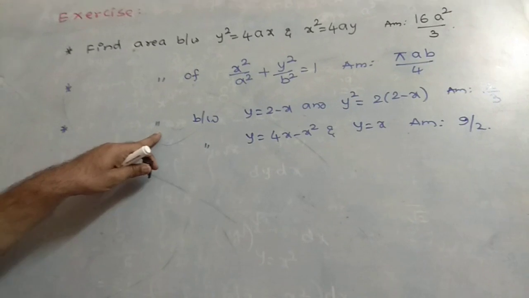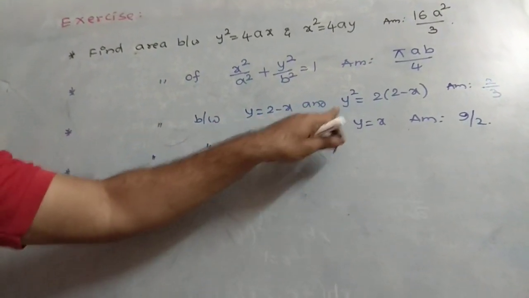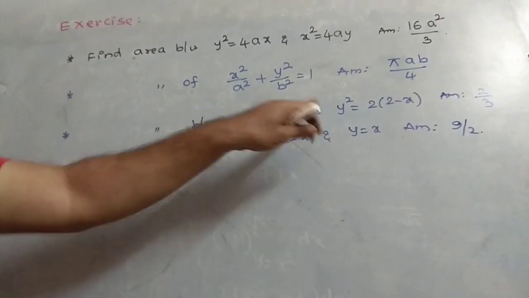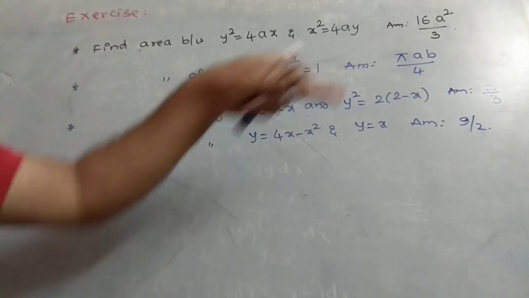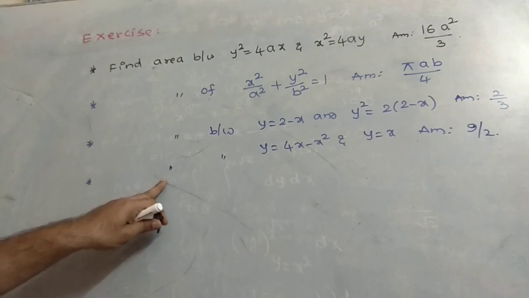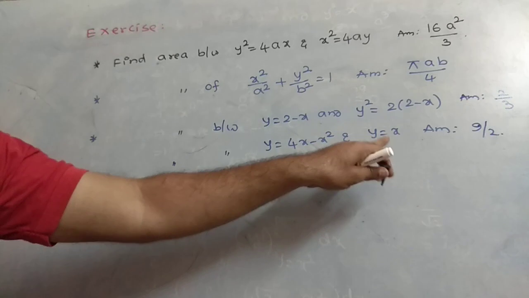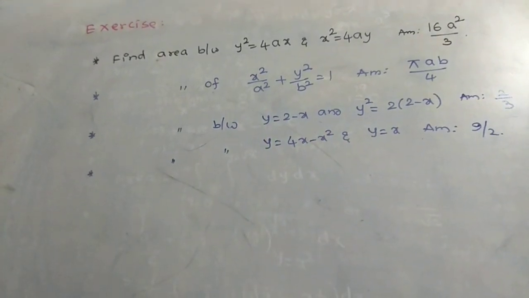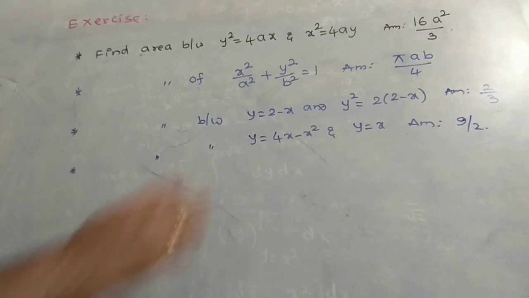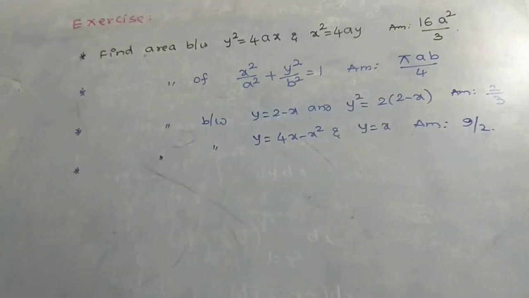Coming to the third problem. Find the area between y equal to 2 minus x and y square equal to 2 into 2 minus x. So anyhow two equations are given. Solve for x variable and find out the y limits. Directly answer is 2 by 3. The last problem. Find the area between, again the two equations, y equal to 4x minus x square and y equal to x. Always you remember that you are calculating only the x values, and using those x values, y values are directly substituted in the limits, and the final answer is 9 by 2.